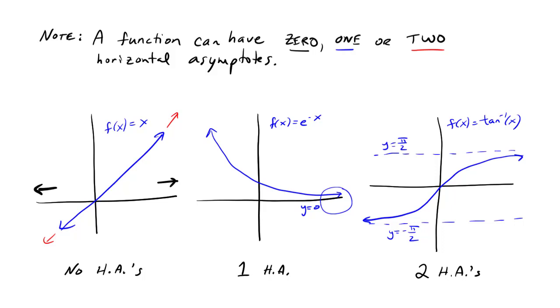Now you'll see that we can have lots of different variations on this. We can have the function approach the same horizontal asymptote going both ways or just one way, as long as the function approaches that value, that line, in one direction, it's a horizontal asymptote. It doesn't have to do it in both, and there can be different ones.